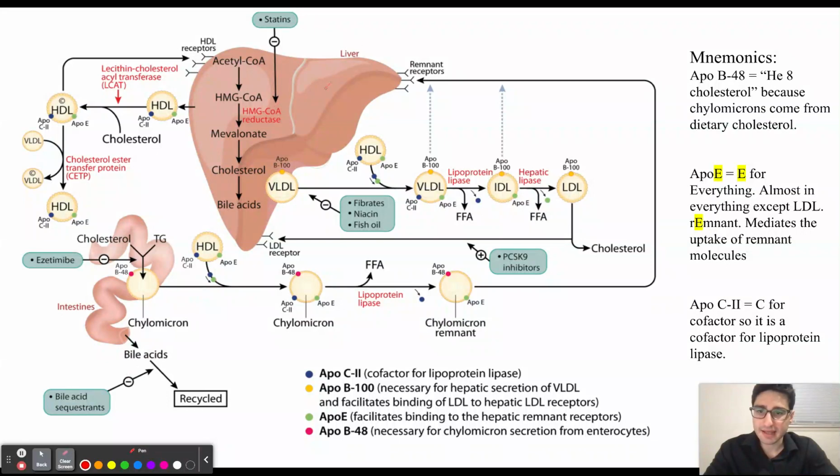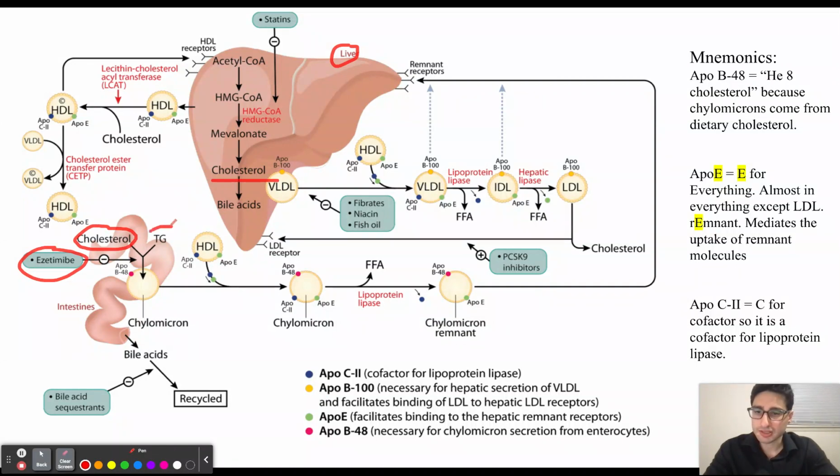Now, we can synthesize cholesterol in the liver, as we just discussed, and we can also absorb cholesterol in the small intestine when we consume it in our diet. Now, the absorption of cholesterol in the small intestine can be blocked by ezetimibe, which is a drug that is going to inhibit the absorption of cholesterol in the small intestine, and therefore it is going to lower cholesterol levels in the body as a result.